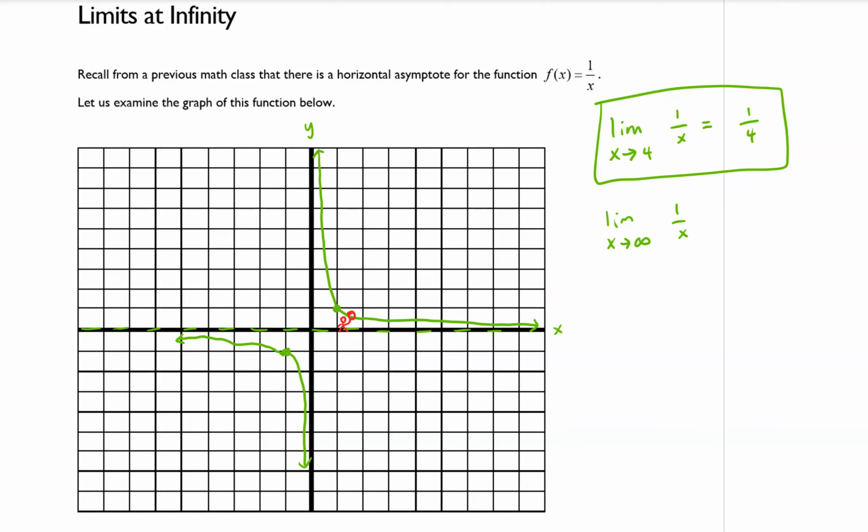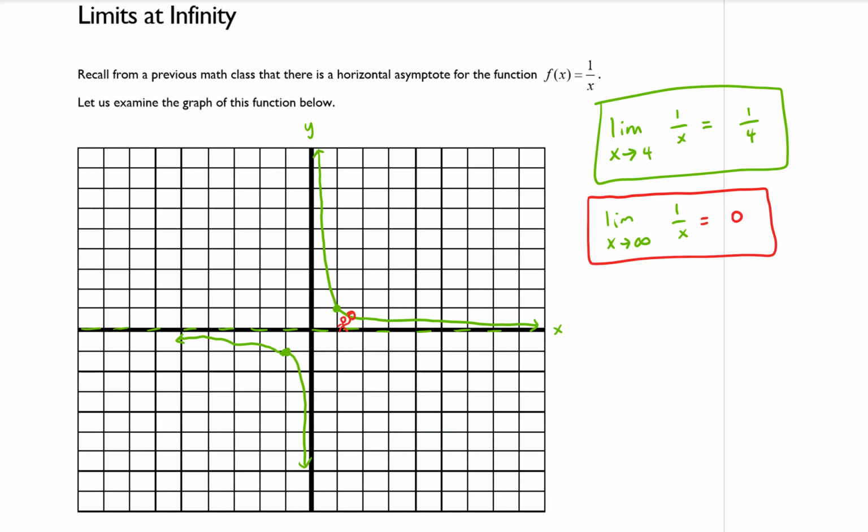And if it helps you to think about that algebraically, what's happening is this value here, the x, is just getting larger and larger. So if you had 1 over a million or 1 over a billion or 1 over a trillion, the overall fraction is getting smaller and smaller. So this limit actually does exist, and it's equal to 0 because it's getting infinitely smaller and smaller, so it's approaching 0.